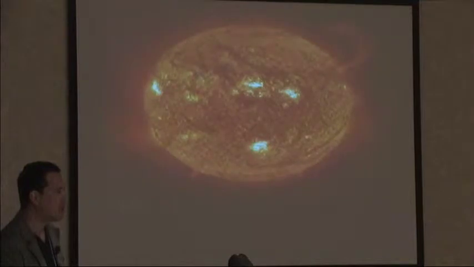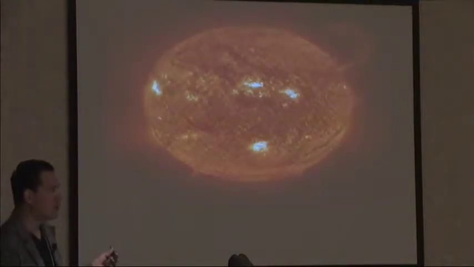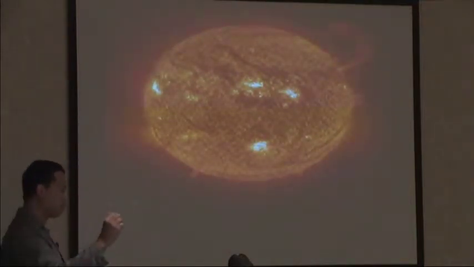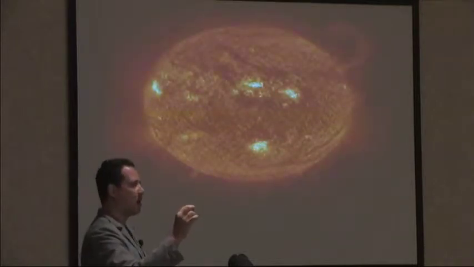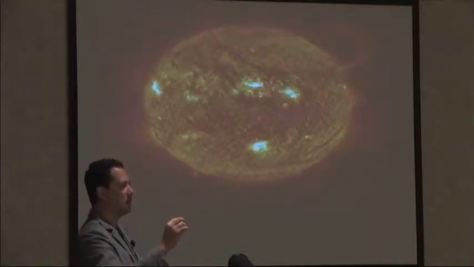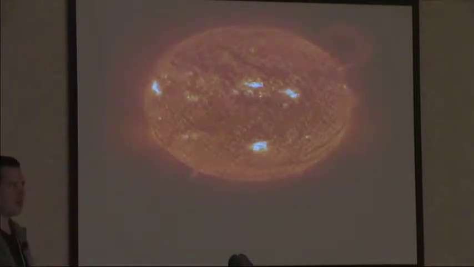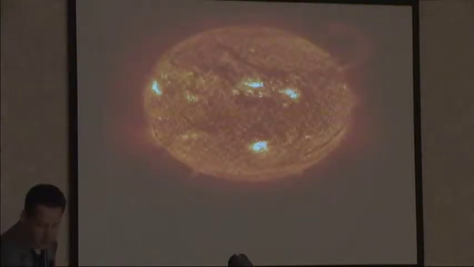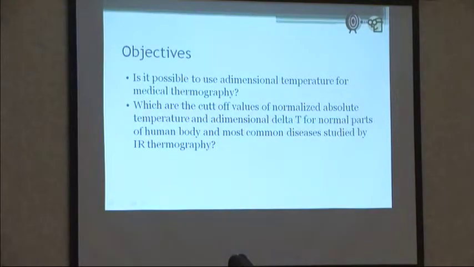The treatment, I'll show you, there's a lot, because he had hepatitis C as well as Hansen's disease. I'll show you after. There's a lot of medications. So the objectives of my work that I presented in my doctoral: is it possible to use dimensional temperature for medical thermography? Which are the cut-off values of normalized absolute temperature and a dimensional delta T?